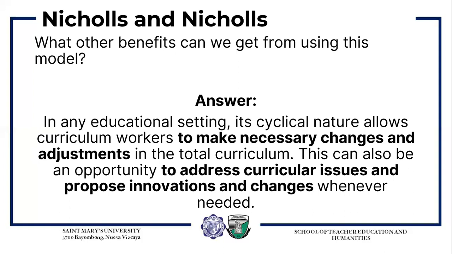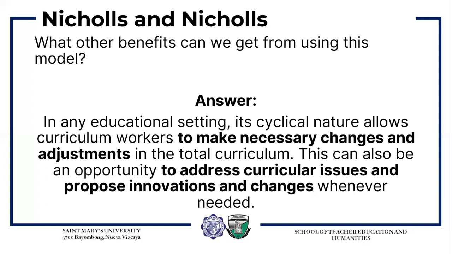So meaning, in the 5 steps of the Nicholls and Nicholls model, we can actually make necessary changes and adjustments based on the actual situation that we have analyzed. For example, we have already done situational analysis at the beginning, but when we are in the process of selecting our objectives, there are things that may happen which may influence how we select our objectives. So I think that's it for the Nicholls and Nicholls model, the benefits that we can get from it.